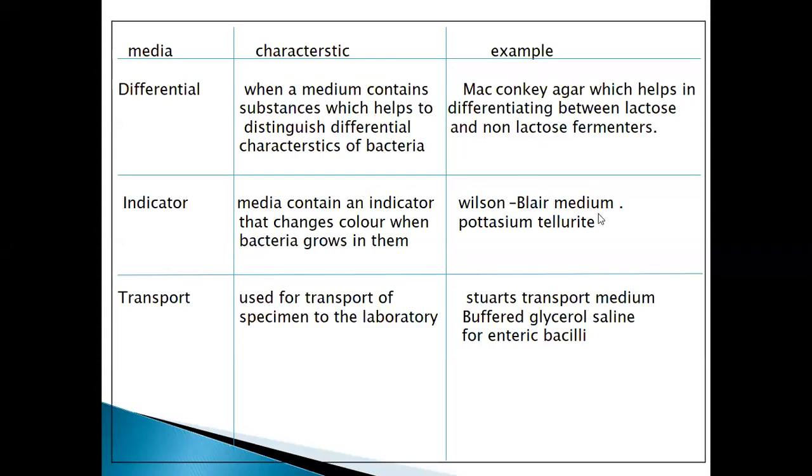This is again very important. Media containing an indicator that changes the color when the bacteria grow. Example: Wilson-Blair media. The indicator. And again very important, which is the only culture media which is used for transport. It's called Stuart's transport media.